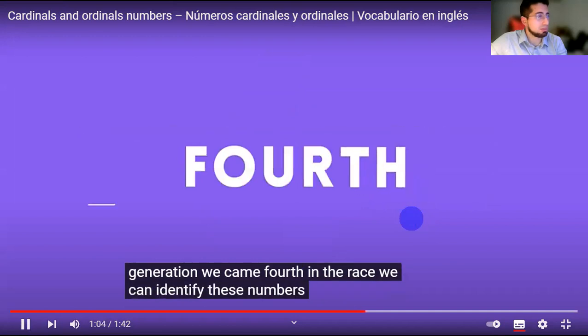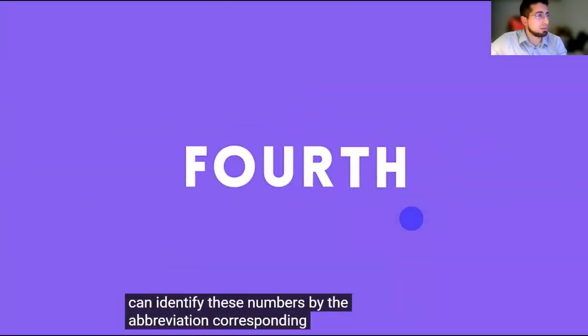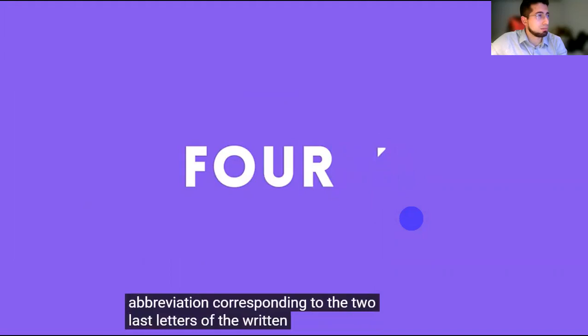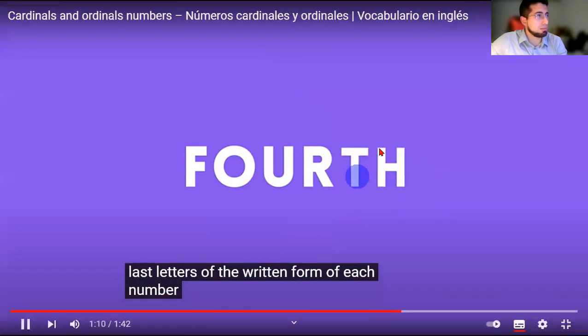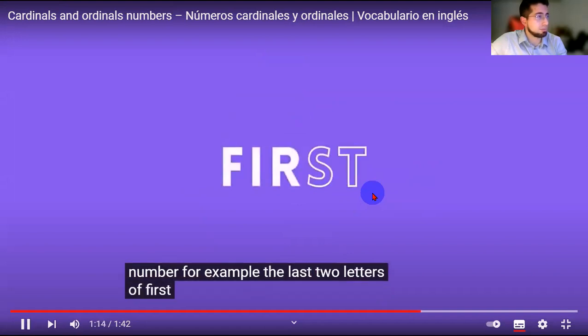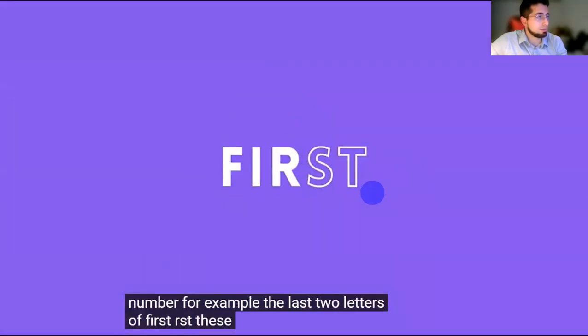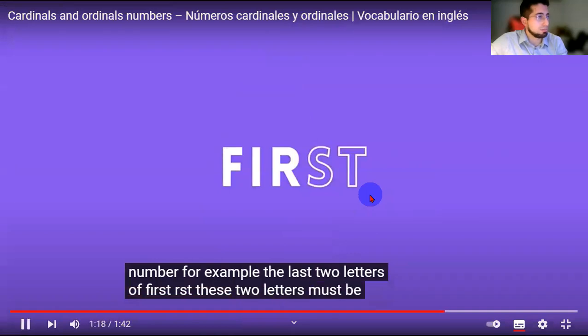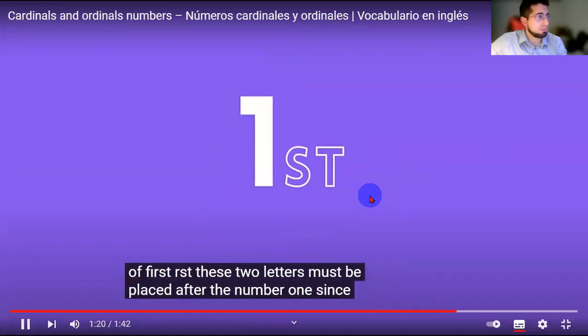We can identify these numbers by the abbreviation corresponding to the two last letters of the written form of each number. For example, the last two letters of first are ST. These two letters must be placed after the number 1.